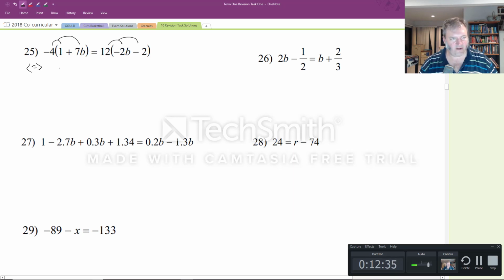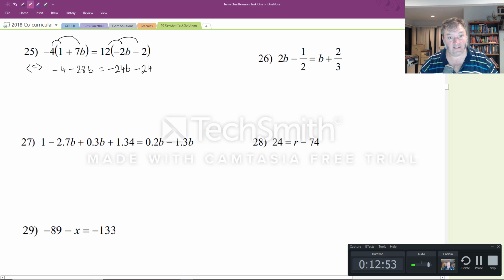That's okay. So negative 4 by 1 is negative 4, negative 4 by 7b is negative 28b, and that's equal to 12 by negative 2b is negative 24b, and 12 by negative 2 is negative 24. We're going to collect all of our b's together.